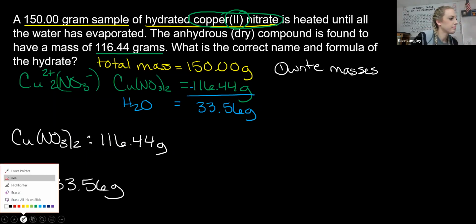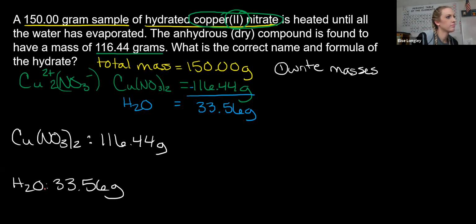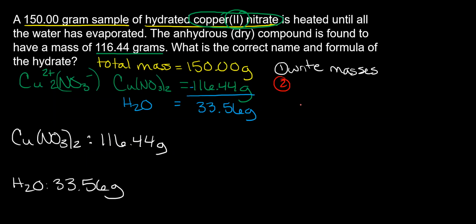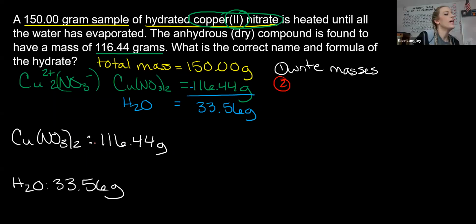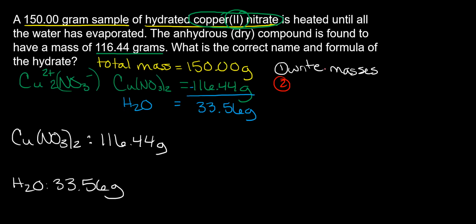Sorry, I was solving, so I'm kind of lost where we are. Okay, we wrote down the masses of each of our compounds, and this is the beginning of an empirical formula problem, kind of like percent composition, right? So we have each mass. What's our next step? Once we get the masses, what do we have to get it into? So we divide each one by its molar mass. So 116.44 divided by 187.554 and 33.56 divided by 18.02.